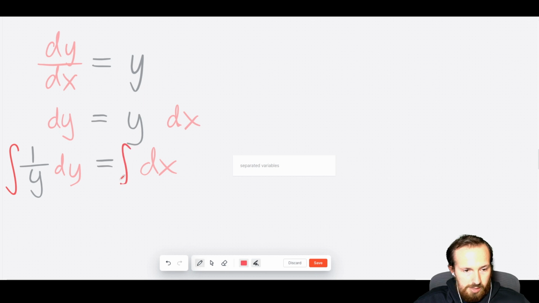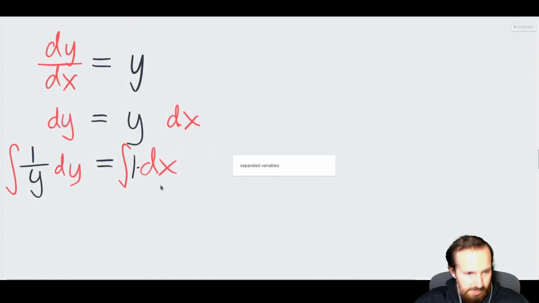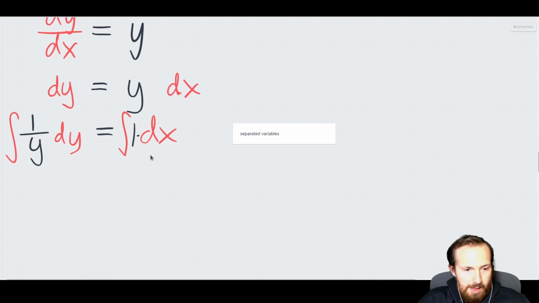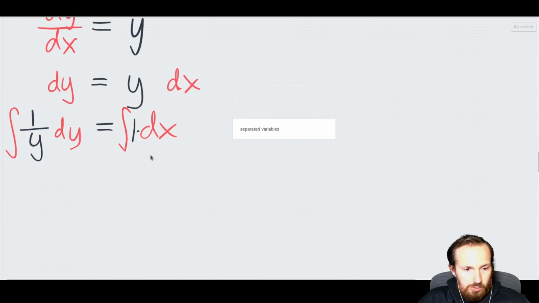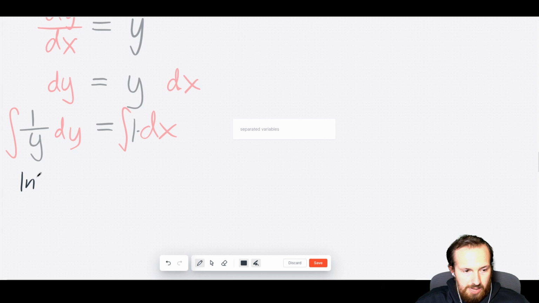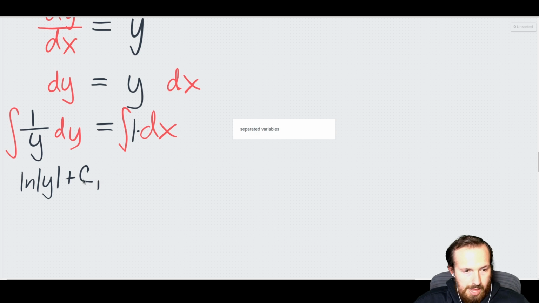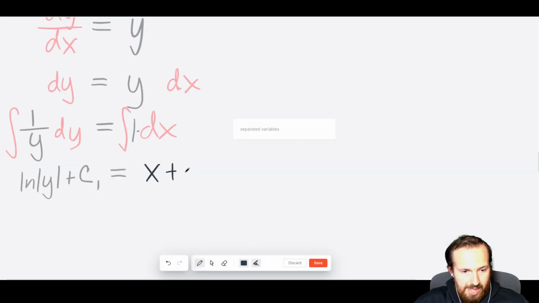And on the right side, by the way, you can think of this as 1 times dx, if you want to think of it like that. So the function we're integrating is 1. Now we can continue, integrating this and seeing what we get. If I integrate this side, hopefully it makes sense that I get natural log of y plus c1, and I'll write c1 here in a second. And then the second thing on the right, if we take the integral of that, hopefully it's clear that we get x plus, and I'll write c2.